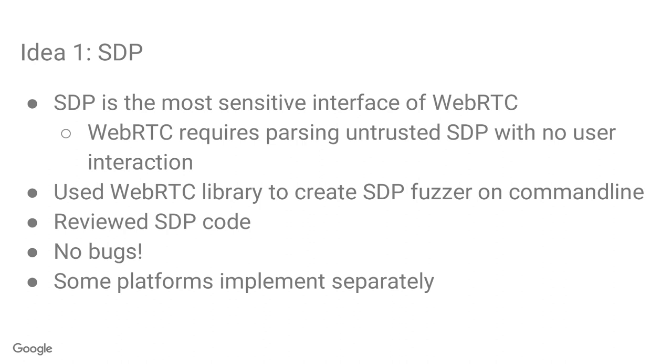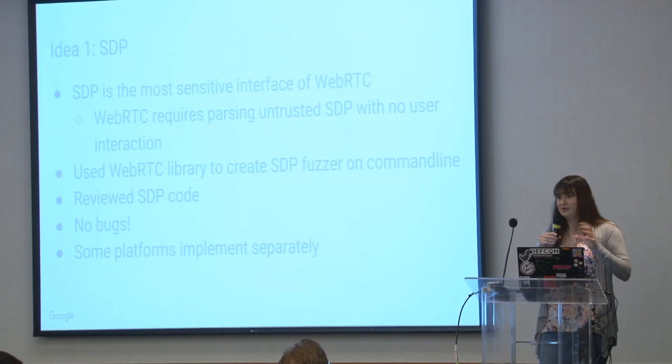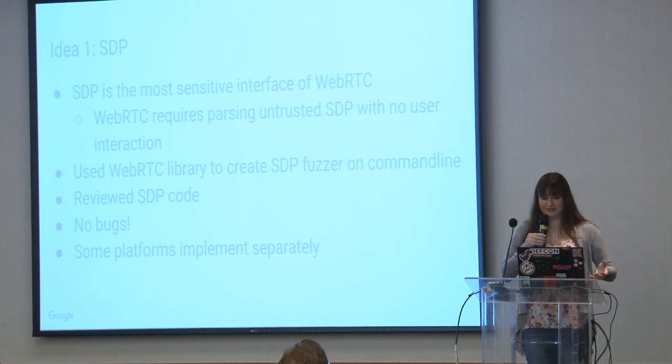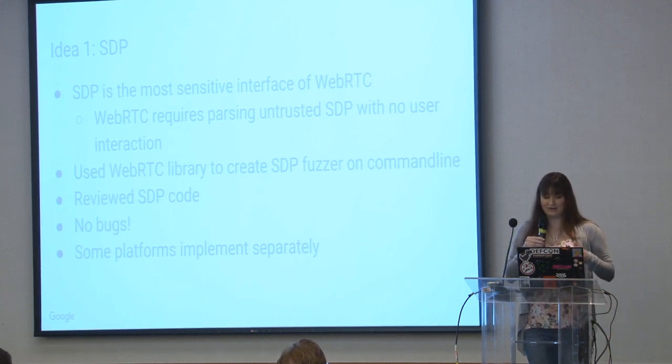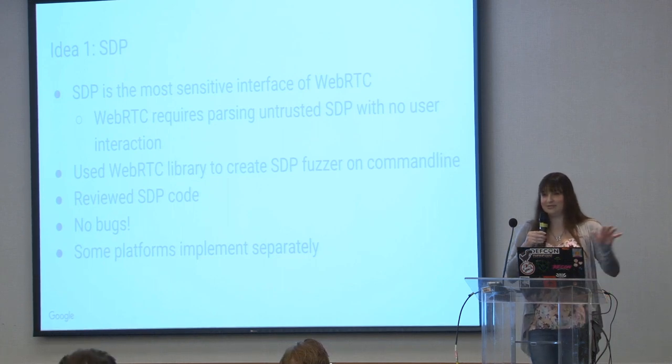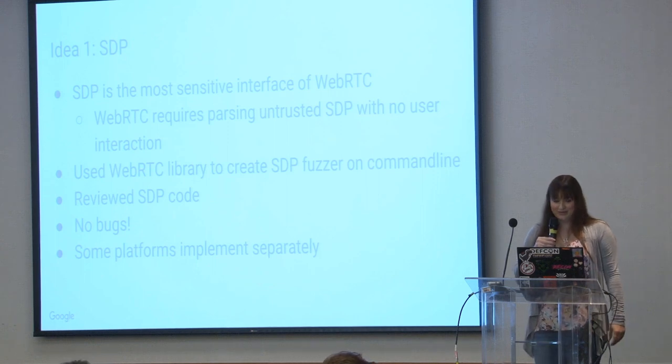And when you signal in WebRTC, you use a protocol called SDP. WebRTC requires you to do this before the person picks up the call, so you're parsing this untrusted data with no interaction. So I used the WebRTC library to create a fuzzer for this format on the command line, and I reviewed all the code, and I found absolutely no bugs, so this turned out not to be a great area to look at.